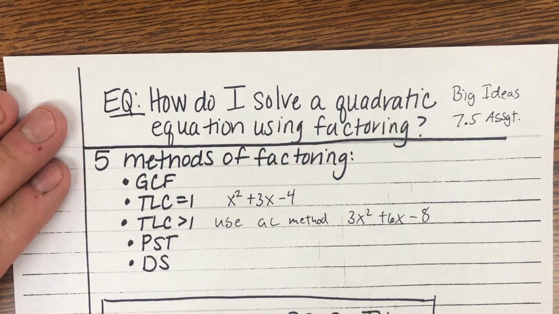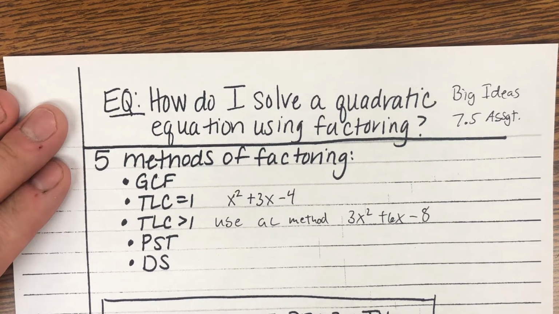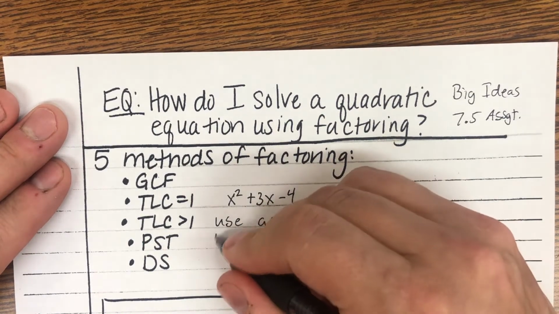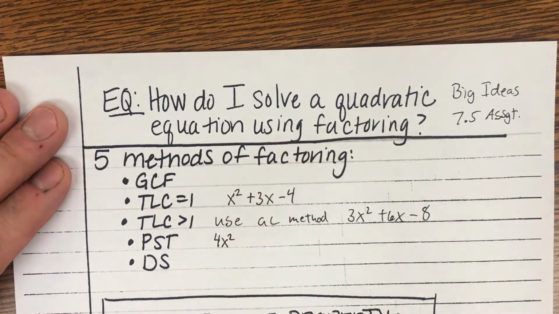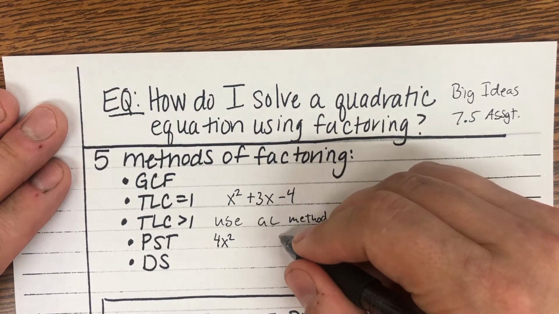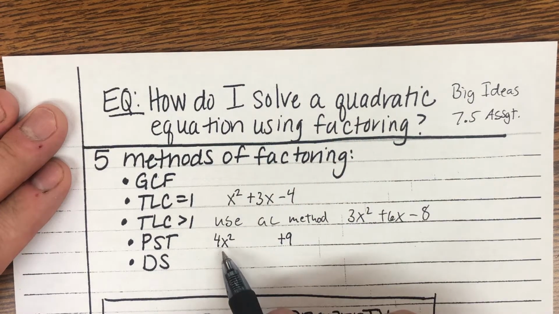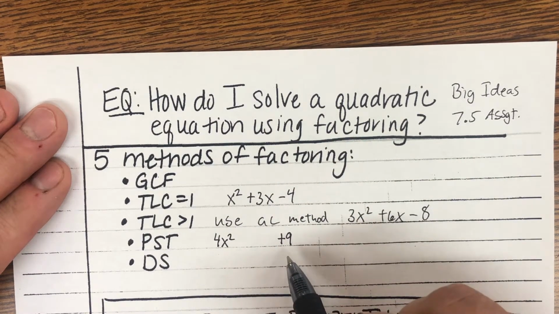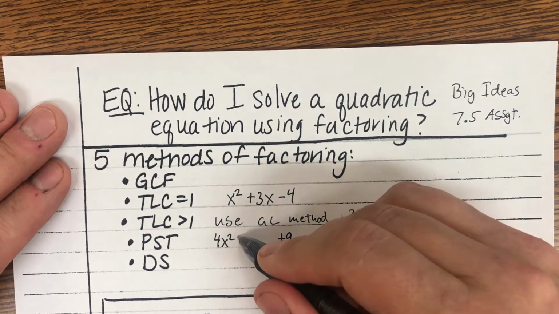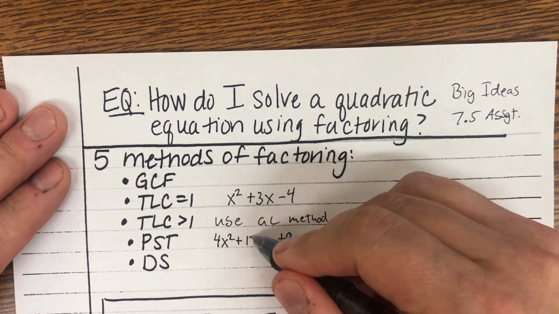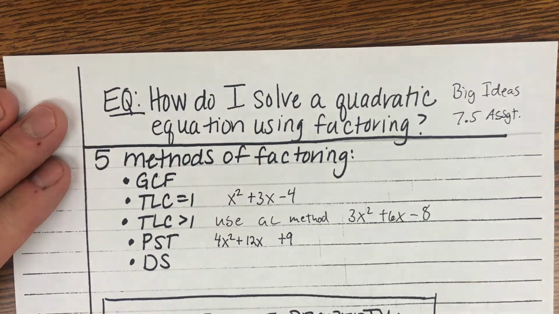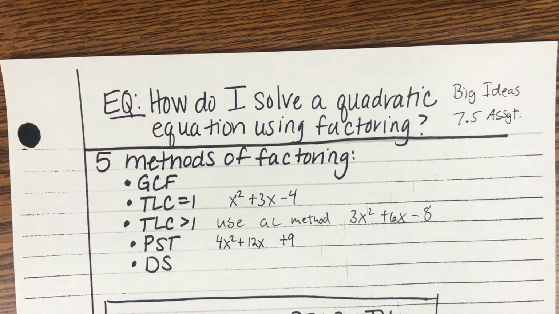Then we have our perfect square trinomials. That's when we're going to see perfect squares. So an example of a perfect square trinomial would be something like 4x squared. That would be our first term, and let's say our last term was 9. So we could take the square root of 4x squared and the square root of 9, and we'd look for that middle term. That would be double those two. So that would be an example of a perfect square trinomial. So if you see perfect squares in the beginning and the end, that's probably what we're going to have to use.